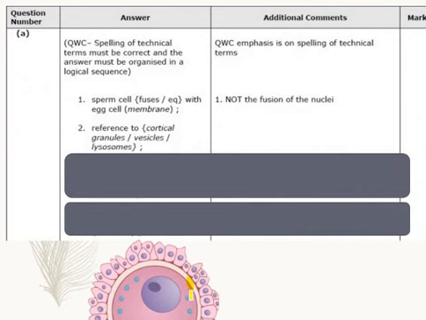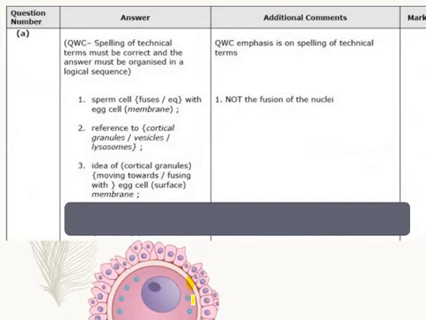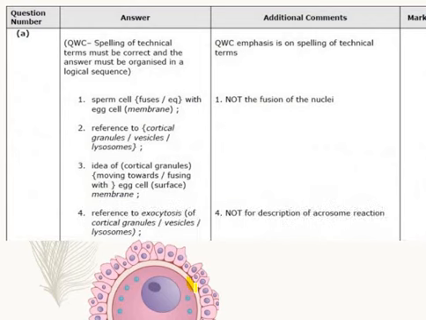This fusion causes cortical granules or vesicles. Remember, you have to spell these correctly because they're italicized. Those cortical granules rush up to the membrane, up to the surface. And just mentioning the word cortical granules or vesicles in that way can get you a mark. Okay, so these cortical granules are moving towards or fusing with the egg cell surface membrane. You have to have the word membrane there.